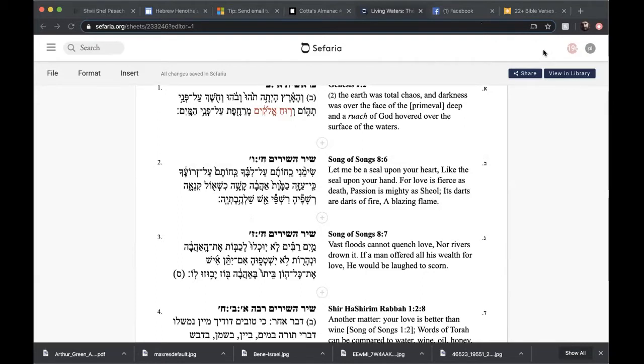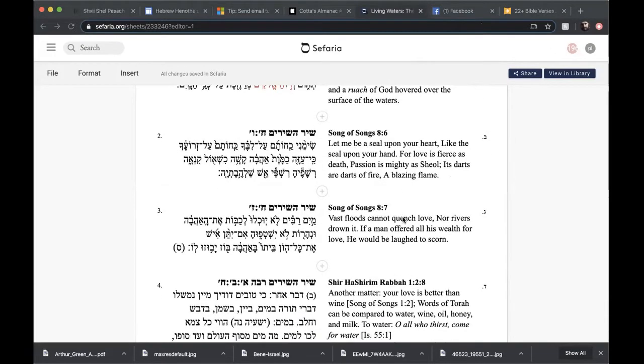The Shir HaShirim says, "Let me be a seal upon your heart, like a seal upon your hand. For love is fierce as death, and passion is as mighty as Sheol. Its darts are darts of fire, a blazing flame. Many waters cannot quench this love, nor rivers drown it. And if a man was offered all his wealth for love, he would be laughed at."